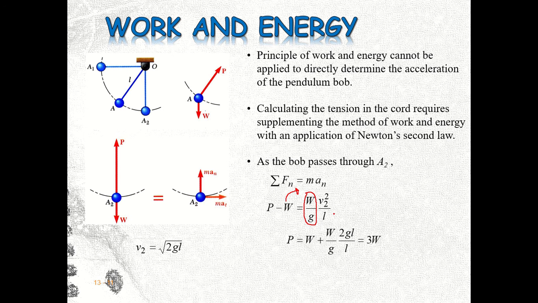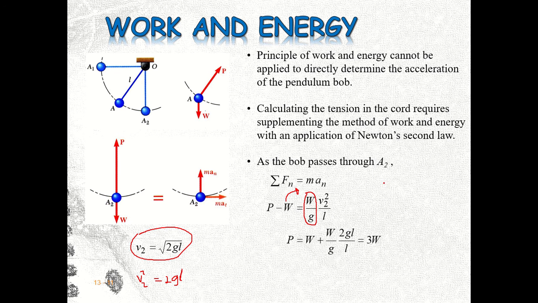Then we use this equivalent from our derivation: V sub 2 is equal to the square root of 2GL. Now, if you square both sides, V2 squared, the right side becomes 2GL. Okay, so this becomes 2GL. So substitute it here.